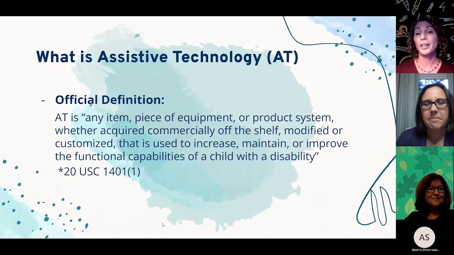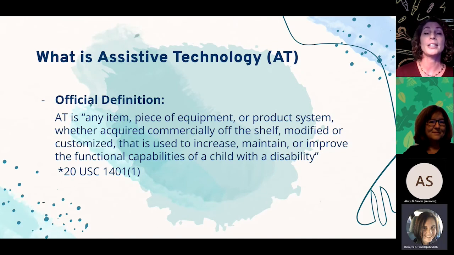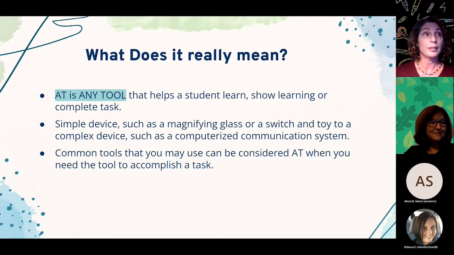We're going to start with the definition of assistive technology, and the official definition is any item, piece of equipment, or product system, whether acquired commercially, off the shelf, modified, customized, or just fabricated from scratch, that's used to increase, maintain, or improve the functional capabilities of a child with a disability. Now that's a big, long definition, and what does that really mean? Well, that means really AT is any tool that helps a student learn, show learning, or complete tasks.